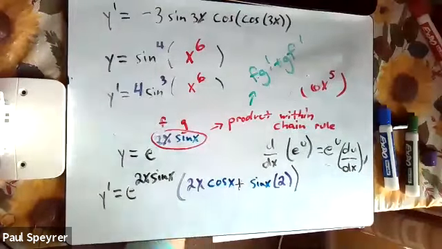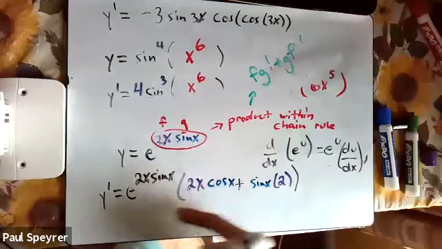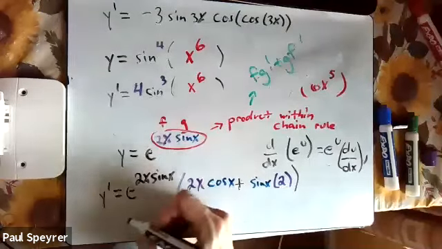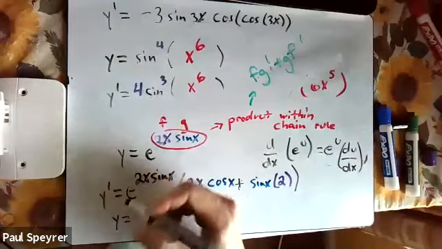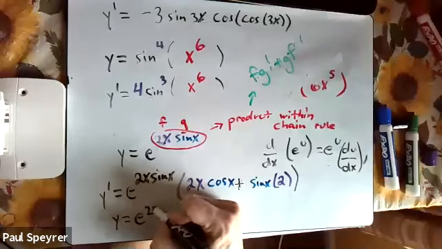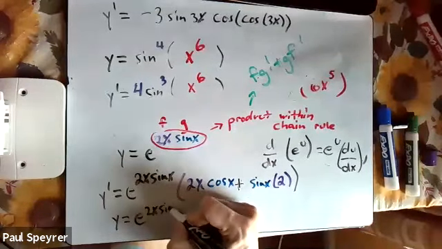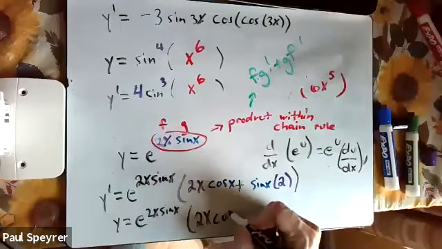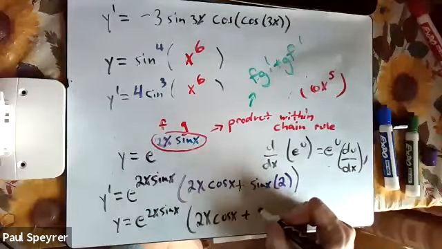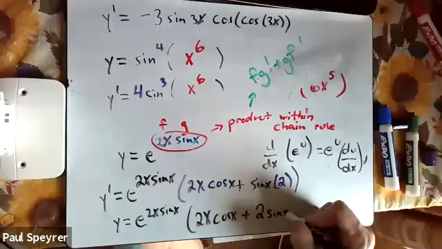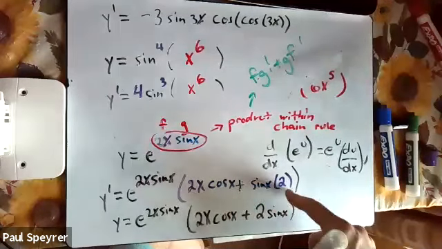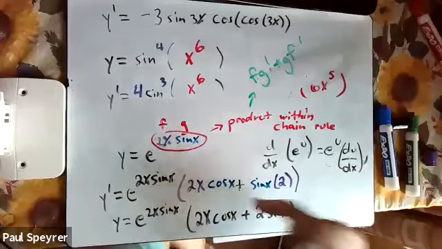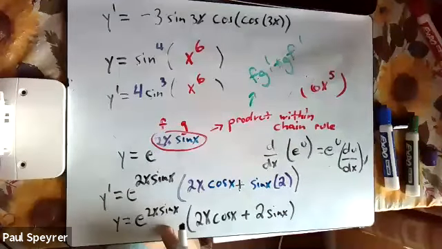It's all this stuff right here. And you can leave your answer like this, or if you want, you can say, oh, this is e to the 2x sine of x, and then 2x cosine of x plus 2 sine of x. You can move that 2 out in the front, or you should. So this is your final answer right here.